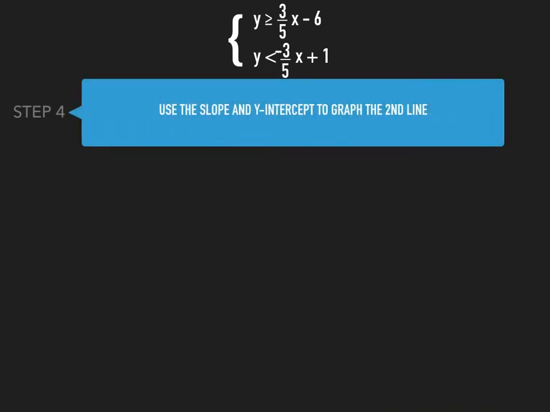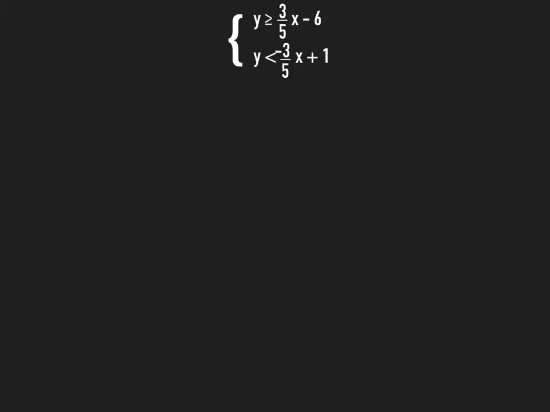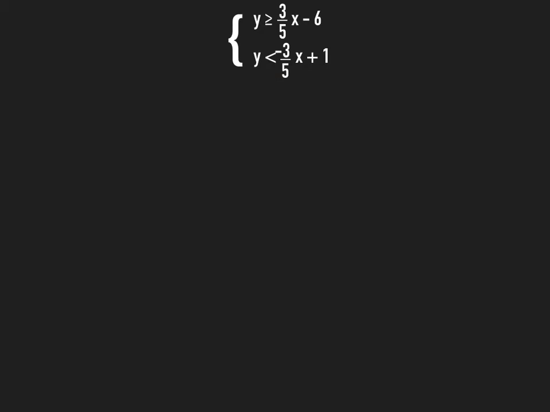Now I'm going to go ahead and use my slope and y-intercept to graph the second line. My slope is negative 3/5 and my y-intercept is 1. Once again, that's a dotted line. And the reason it's dotted is because it cannot be equal to. We just simply have a less than sign and not a less than or equal to.